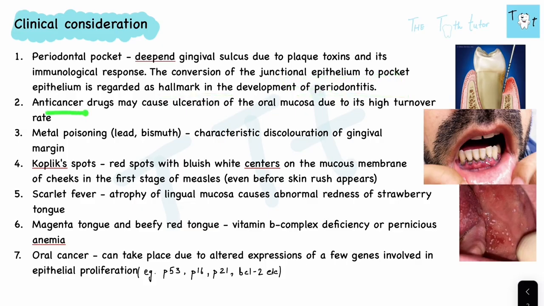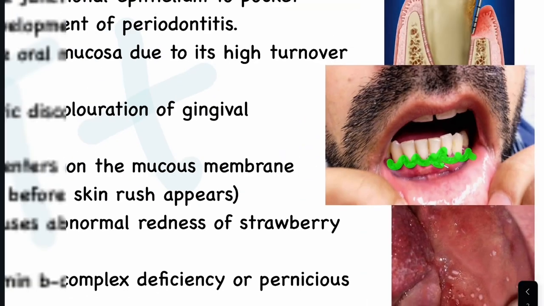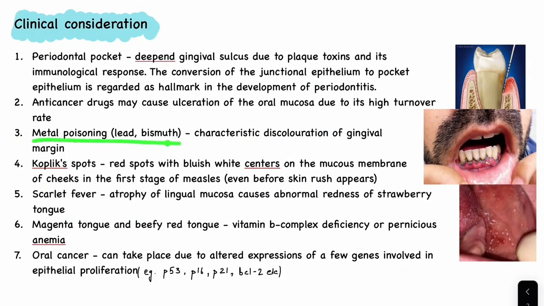Now, anti-cancer drugs may cause ulceration of the oral mucosa due to high turnover rate. We know that anti-cancer drugs affect tissue with a high turnover rate, and that may cause ulceration of the oral mucosa because it has a very high proliferation rate. Again, in metal poisoning, especially lead and bismuth poisoning, you can see a characteristic decoloration of the gingival margin. If I zoom in over here, you can see it will appear like a bluish line. This decoloration is due to metal poisoning.